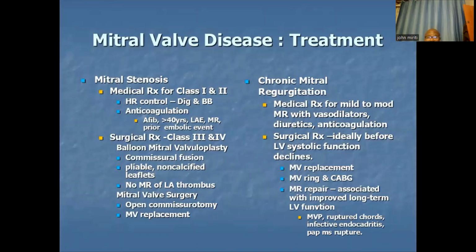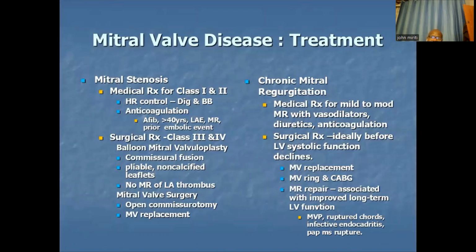In chronic mitral regurgitation, you do medical treatment for mild to moderate regurgitation with vasodilators, like centrally acting ones. Then you can give diuretics and anticoagulants. Then the surgical treatment idea is to operate before the left ventricular systolic function declines. It is the best time to do surgery for chronic mitral regurgitation. In this one, you do mitral valve replacement, mitral valve repair, and also coronary artery bypass grafting.